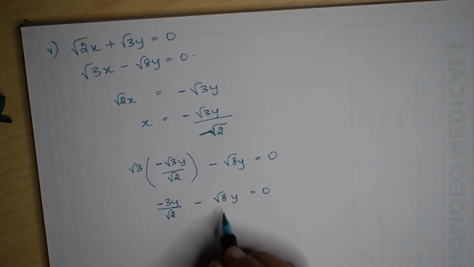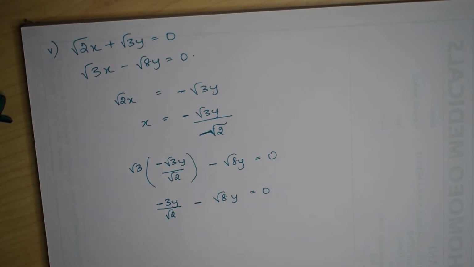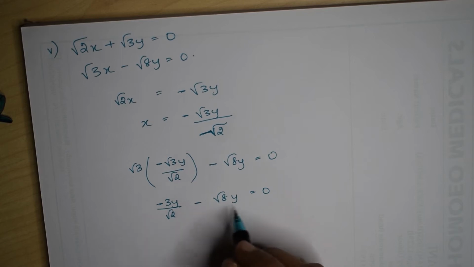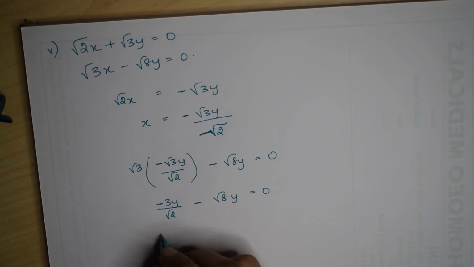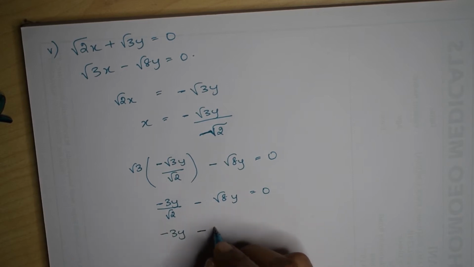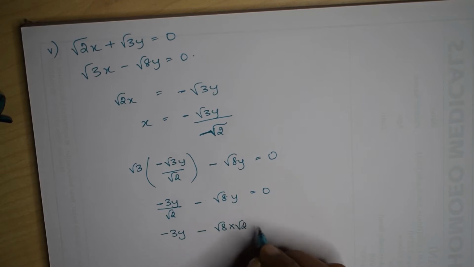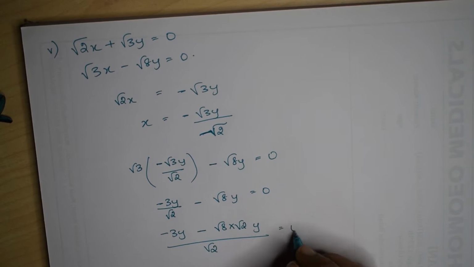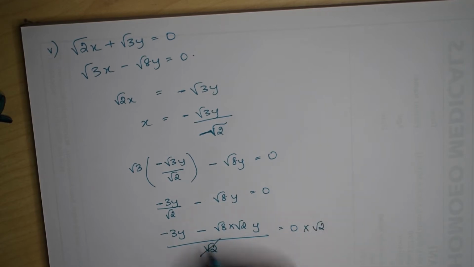Here I don't have any denominator. Whenever it is a fraction, I told I want to have a common denominator. So I multiply this square root of 2 to the square root of 8 also. So when I multiply, I get minus 3y minus square root of 8 into square root of 2y by square root of 2. Here square root of 2 becomes a common denominator. When it is a common denominator, I can bring it to the right hand side, and it becomes 0, okay. So we can eliminate that square root of 2 like this. Now I have only this term.